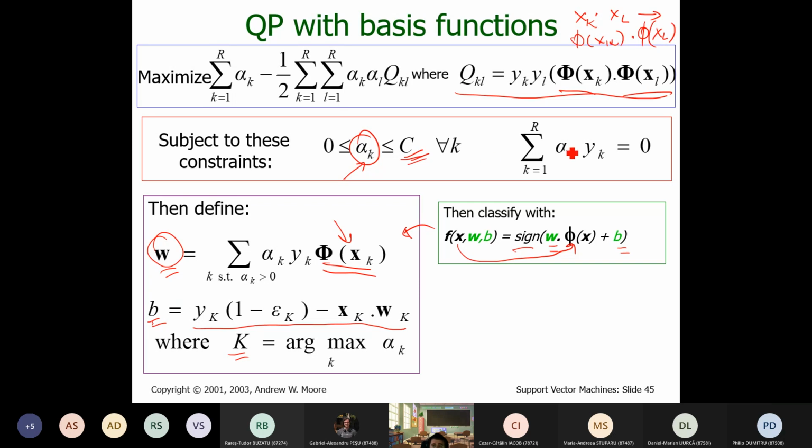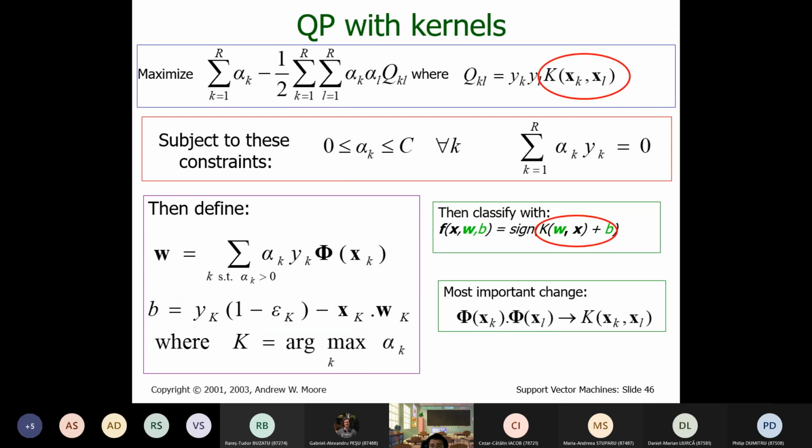But we can still do another thing, because you saw when Traian taught you that the product of basis functions can be defined as a kernel, and therefore another thing that we can do, called the kernel trick, is that instead of using phi of xk multiplied by phi of xl, we simply say that we build a kernel that is computed based on xk and xl, and we use this kernel to define our dual formulation of the problem.